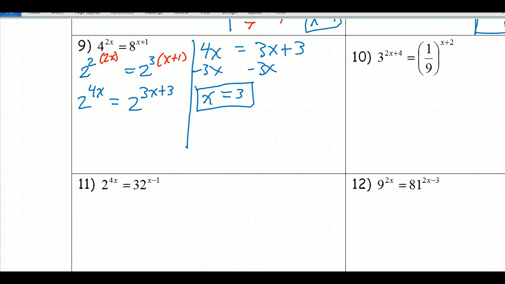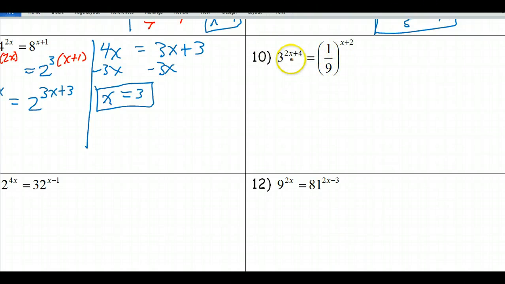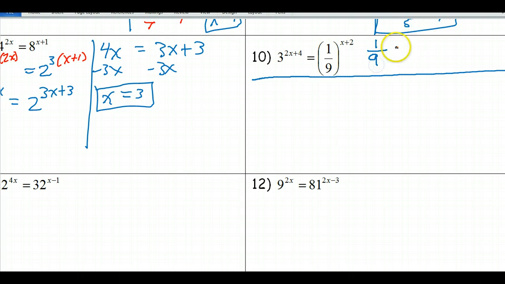Alright, let's do number 10 now. We need these bases to be the same. I see this 9 over here kind of doing its thing. I'm going to make that into 3 and some kind of a power. In fact, let me do this off to the side. I'm just going to work on the 1/9 like we used to do. 1/9 is the same thing as 1 over 3 squared. Does that make sense? Okay, because 3 squared is 9. That's all I did was change the 9 to 3 squared so far.